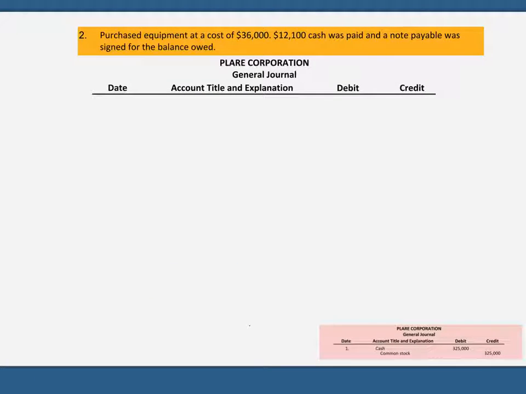Moving on to the second transaction, the company purchased equipment at a cost of $36,000. $12,100 cash was paid. A note payable was signed for the balance owed. So just by recording the first two parts of the journal entry here, the equipment at cost and the cash paid, we can take the difference and that will tell us the balance owed and thus what we will record as a note payable. So we know the equipment cost $36,000 and we will record it at cost.